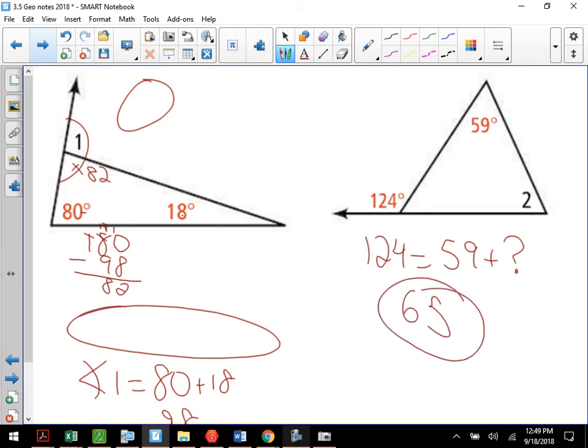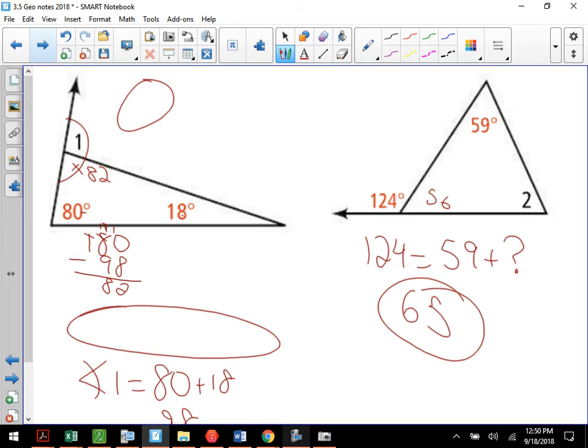And again, you could go the long way if you wanted to. Use the supplement to come into here. That was 56, I believe. 56 and 59 is 115. Subtract that from 180 and you get 65. It's just a shortcut of the algebra. The outside angle equals the sum of the two it doesn't touch.